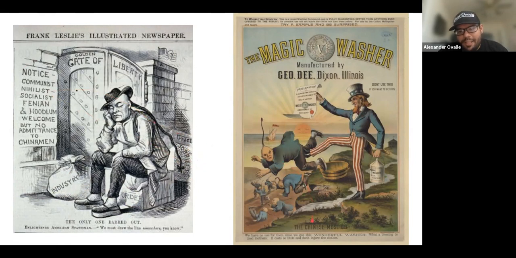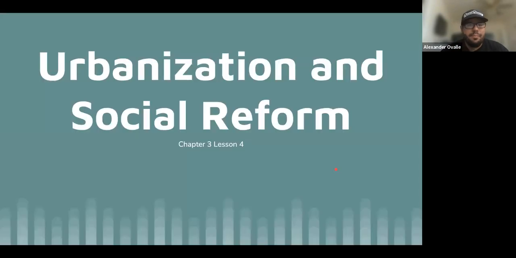And here you have Uncle Sam kicking out, the Chinese must go. I think this says the magic washer. Don't use this, or if you want to be dirty. I'm trying to look at what the picture says. So it's basically a machine that washes your clothes, and Uncle Sam is kicking out the immigrants who are washing their clothes by hand. Seems a little rude.